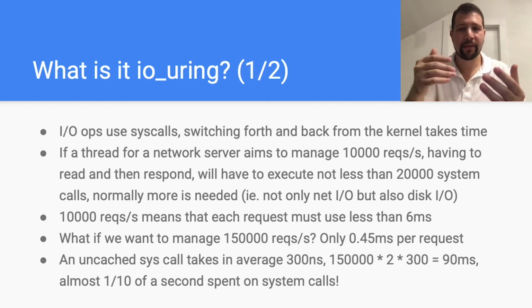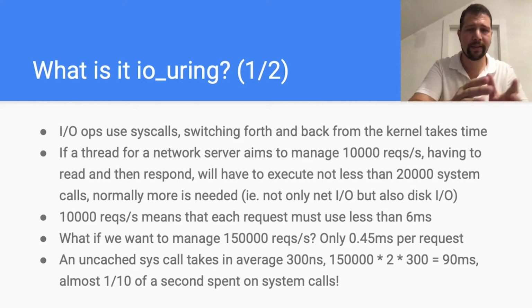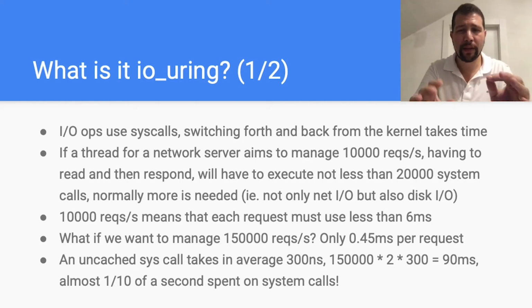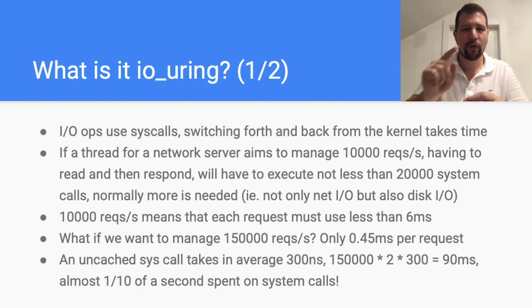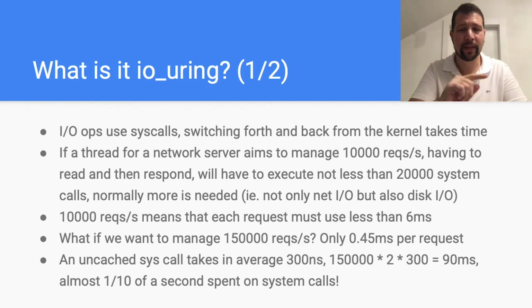Having to read and respond to the request means that it has to perform not less than 20,000 system calls per second. What if we want to manage 150,000 requests per second? We get down to only 450 microseconds per request. An uncached syscall takes on average 300 nanoseconds. So this means that the software would spend about 90 milliseconds, almost a tenth of a second, going back and forth between the kernel and the application for the syscalls. And it's a lot.